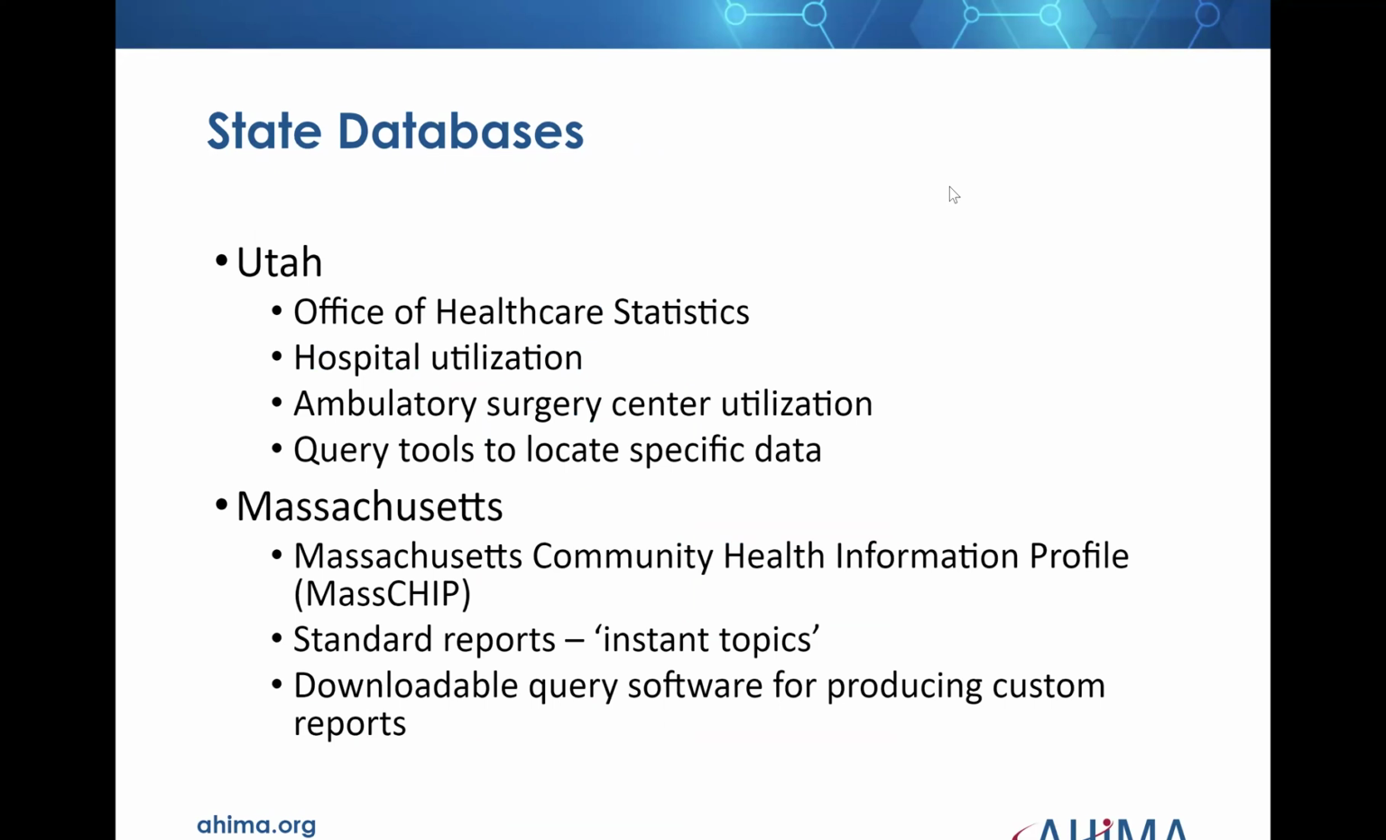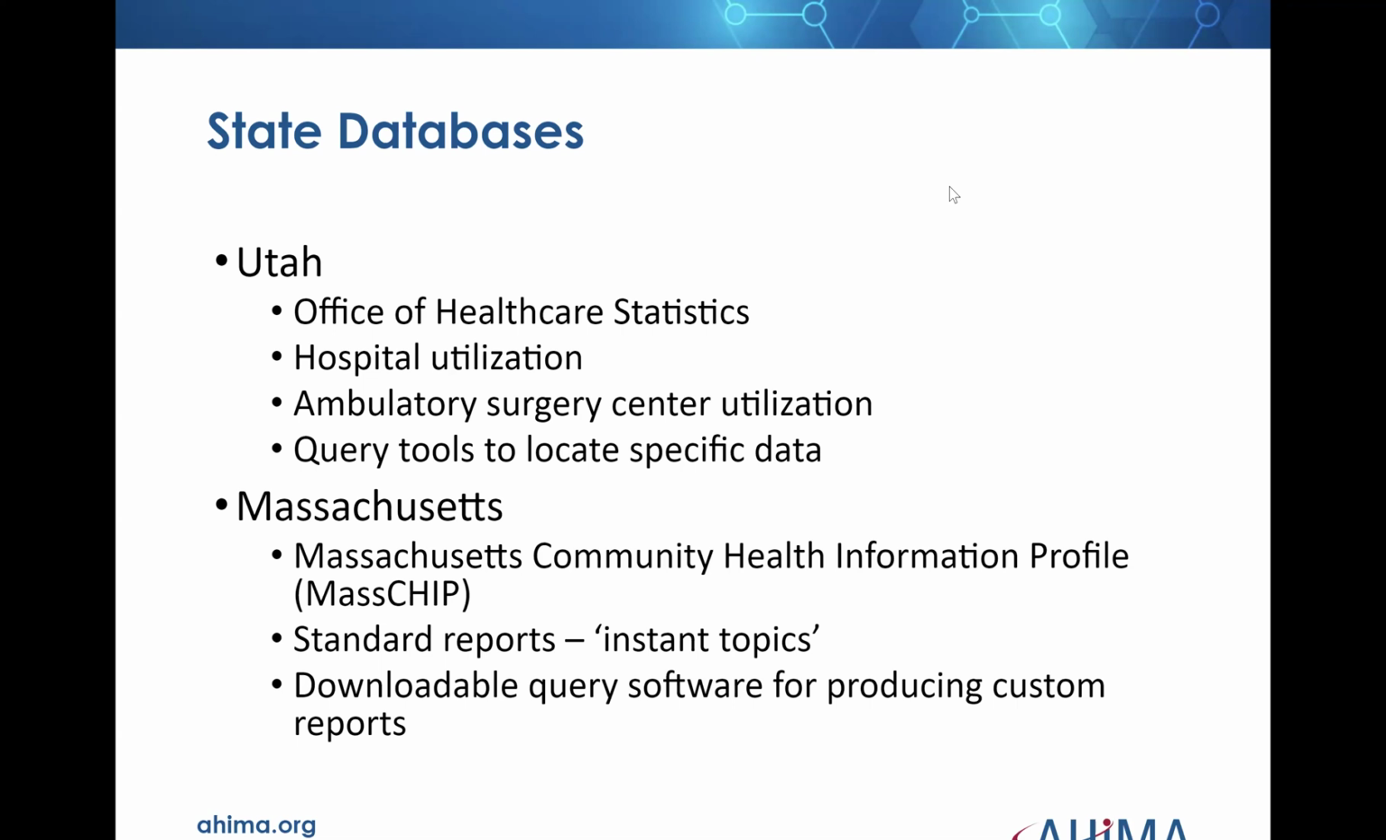Moving from the federal level to the state level, we have different states, and states all collect their data in different ways. The state of Oregon data that's collected by OHA is dramatically different than the Department of Health Services data that the state of California collects. And you see some other examples here. In Utah, it's called the Office of Healthcare Statistics, Hospital Utilization, Ambulatory Surgery Center. And they give you some query tools.